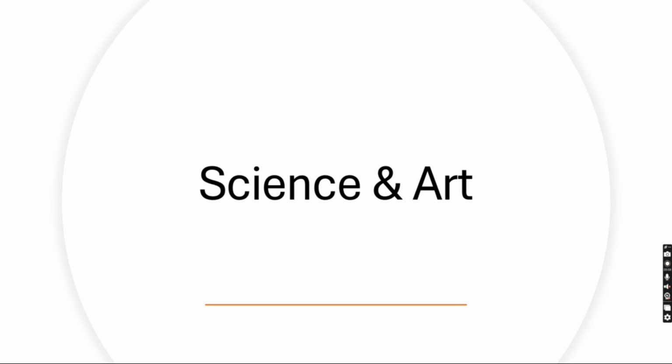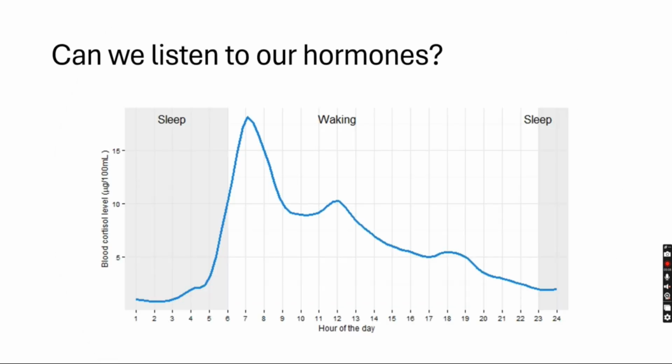The final task of the day is looking at how we can combine science and art, and how we can use digital skills in artwork too. So, can we listen to our hormones? This is what we're going to be thinking about today, because we said earlier that hormones are on a rhythm, right? They are on a circadian rhythm. They're on a cycle throughout the day. So if we look at cortisol again, it's low in the early hours of the morning, and then it spikes when we wake up, and it goes down throughout the day.